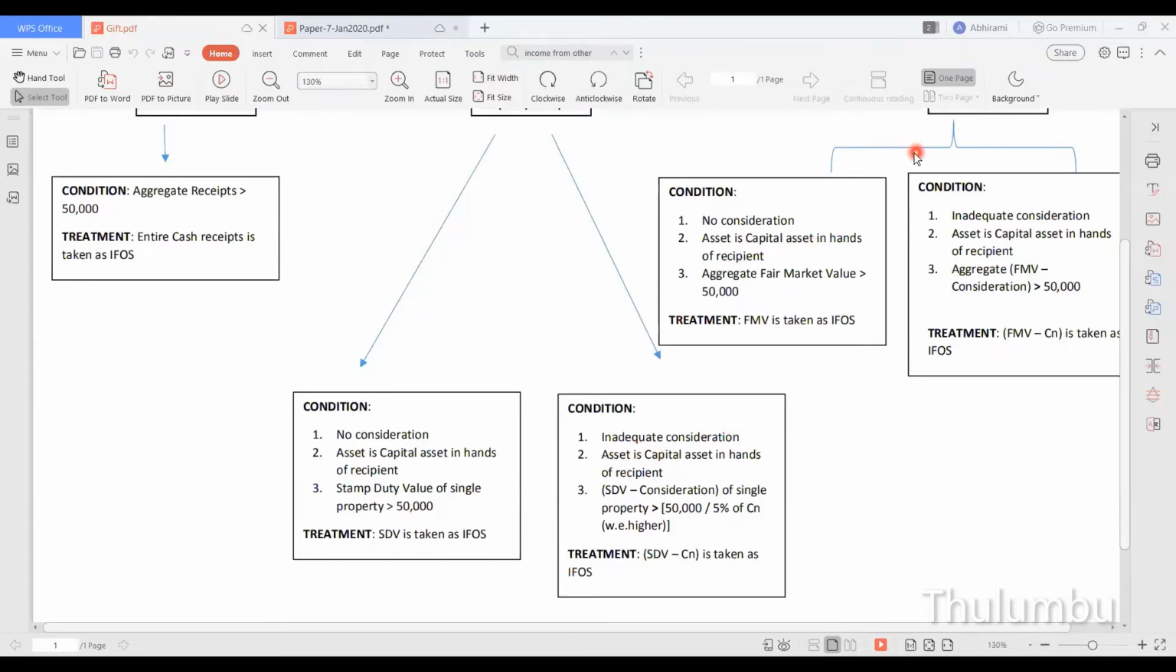Similarly, for movable property it is the same. Say for example, jewelry. My friend is giving it to me for no consideration, that is, she gives it as a gift on my birthday without anything in return. It is considered no consideration. For inadequate consideration, say she is gifting me a necklace worth 75,000, and I am paying her only 50,000. So I am paying 25,000 less. It is called inadequate consideration.